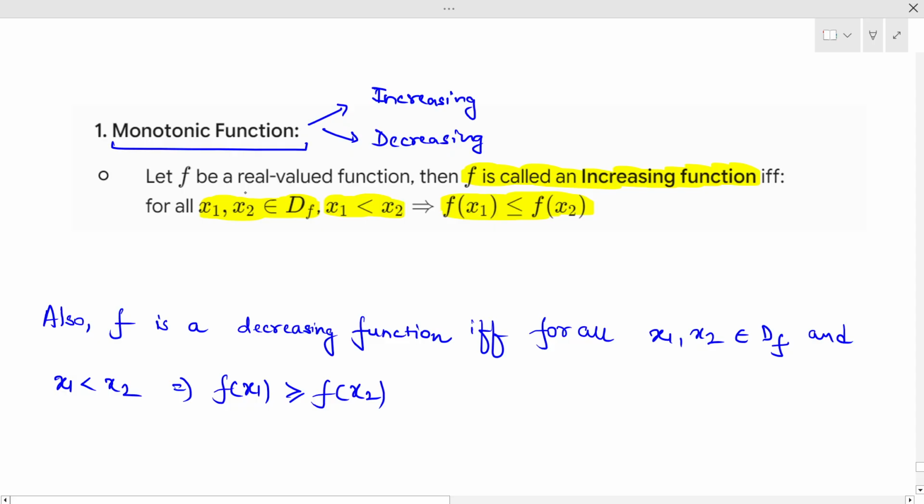So I hope this was clear to all of you. Today we have discussed the types of functions and we have also discussed the domain and range of some standard functions. In our next class we are going to discuss how to prove a function is 1-1 and onto, right?